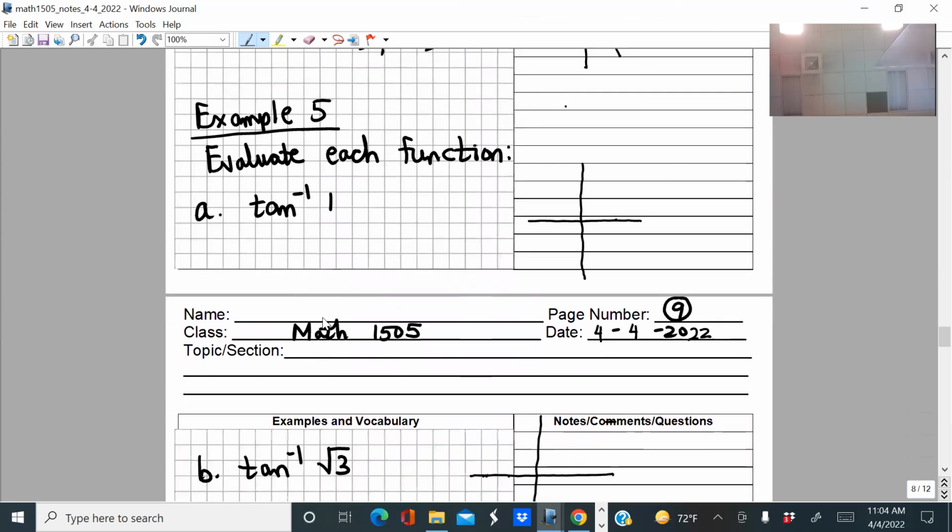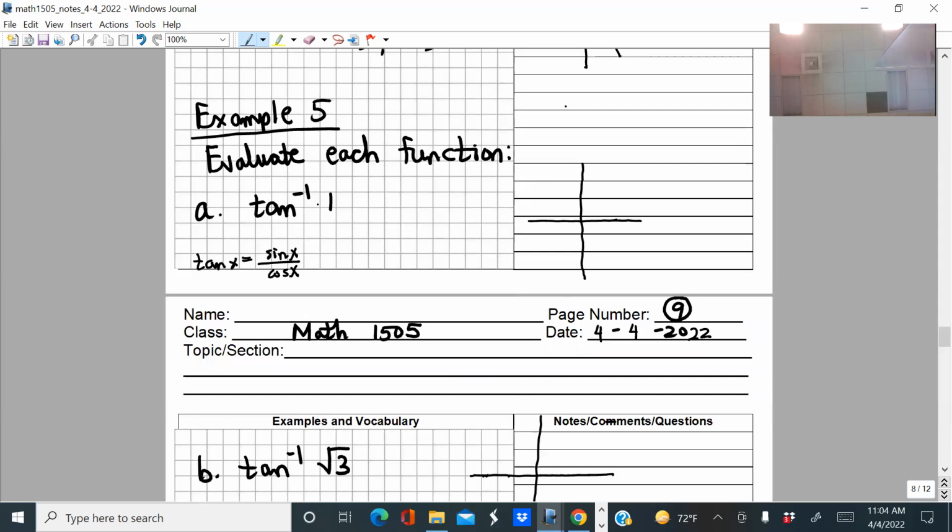Can y'all find this one for me? So what's the inverse tangent of 1? What is the range of the inverse tangent? Remember, we discussed that. Tangent is sine over cosine. So the range of the inverse tangent is the same as the range of the sine, which is minus pi over 2 to pi over 2.